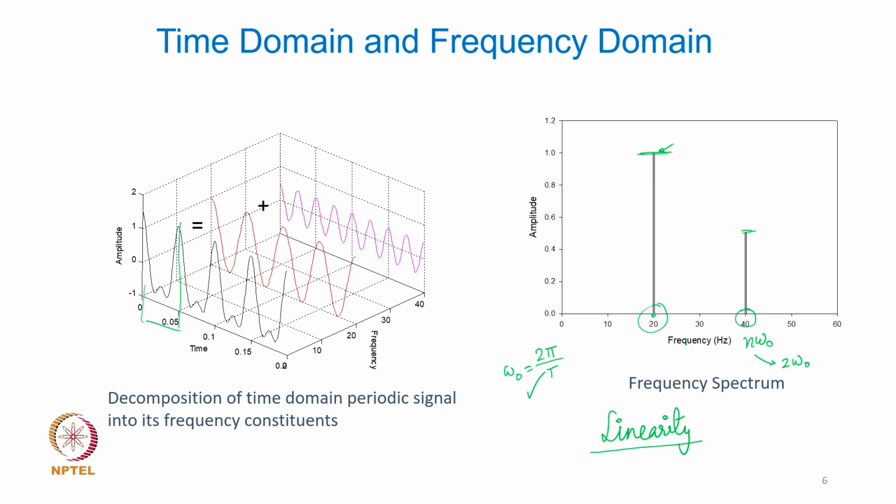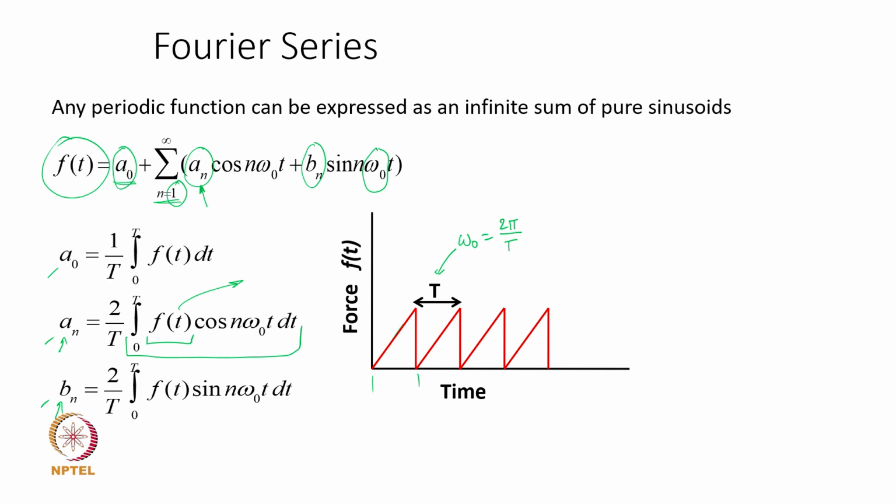That is why if the first one is 20, the second one will be 40, the third one will be 60 and so on. So, once this is done, I need to now have an idea of how I capture f of t.